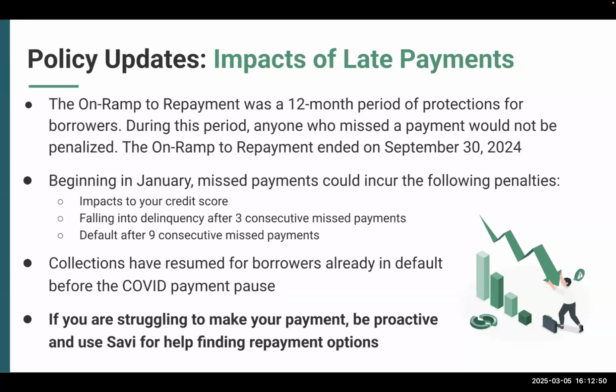Now, impacts of late payments. So the on-ramp to repayment, if you recall, that was a 12-month period of protections for borrowers. In that period, anyone who missed a payment would not be penalized. That on-ramp ended on September 30th of last year. Beginning in January, missed payments started to incur the following penalties: impacts to your credit score, falling into delinquency after 3 consecutive missed payments, and falling into default after 9 consecutive missed payments. Borrowers already in default before the COVID payment pause, I believe those collections have already started.